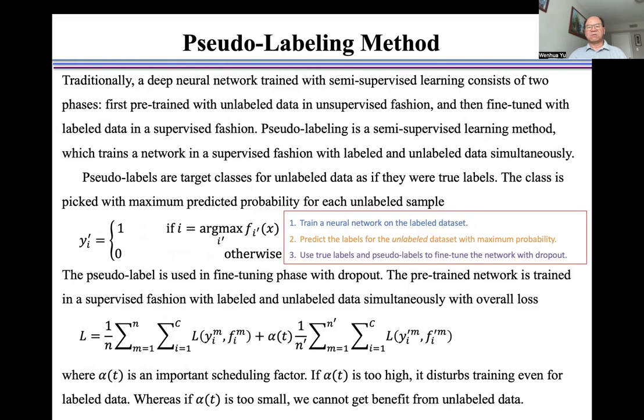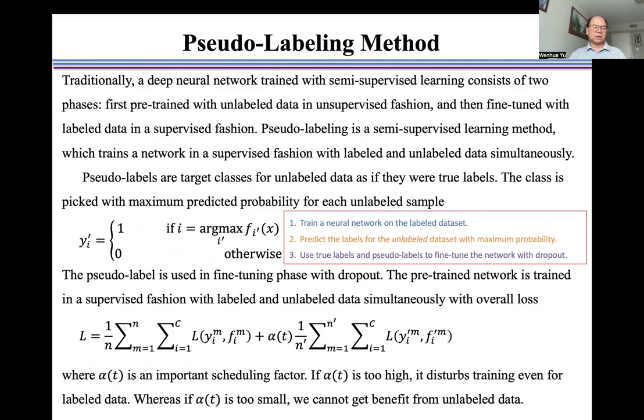Pseudo-labeling is a semi-supervised learning method which trains a network in a supervised fashion with labeled and unlabeled data simultaneously. Pseudo-labels are target classes for unlabeled data as if they are true labels. The class is picked with the maximum predicted probability for each unlabeled sample as shown here. The pseudo-label is used in the fine-tuning phase with dropout.